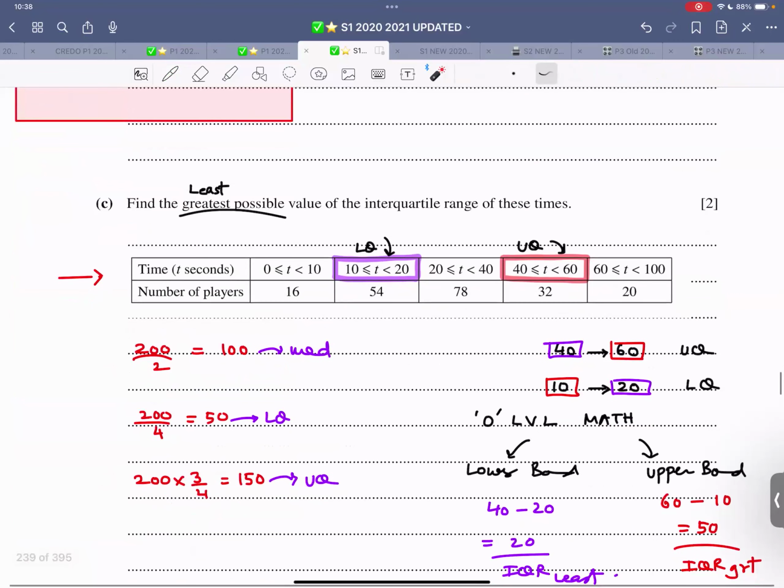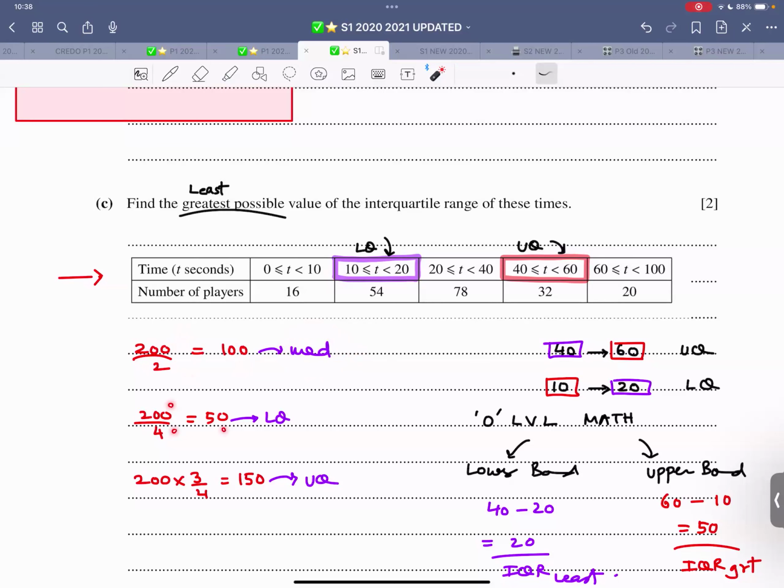What else is there? Find the greatest possible value of interquartile range. Sometimes they can ask for the least, sometimes they can ask for the greatest. Now we know that there are 200 players over here. So 200 divided by 2 is 100. That will correspond to the median value.